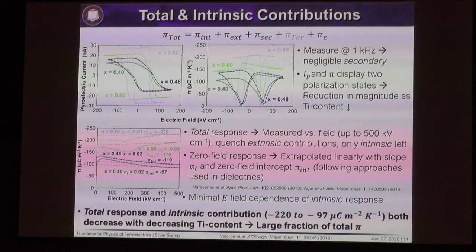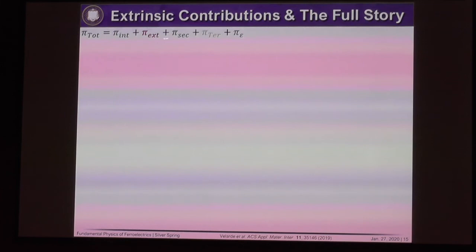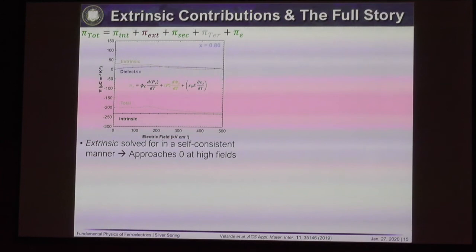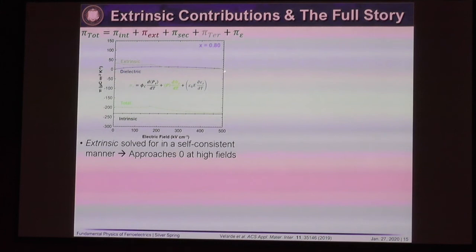Okay, so bringing it all together here, we've got to get the extrinsic contribution dealt with, and then we can have a full story of what's happening. So we had this expression. The only thing that we haven't figured out here is the extrinsic contribution for these materials. And what we can do is solve for this in a self-consistent fashion. We've measured everything else, and we know that this extrinsic response should go to zero as it goes to high fields. And so we solve until we get this to come to zero at these high applied fields.